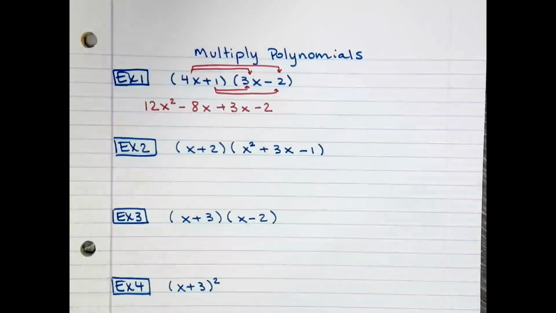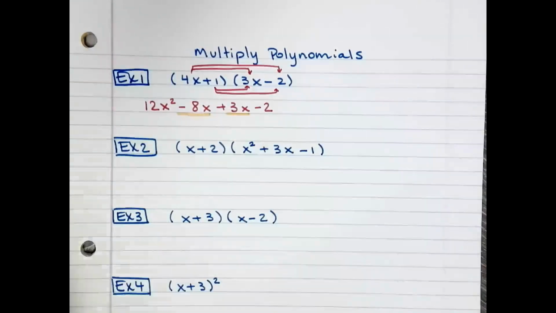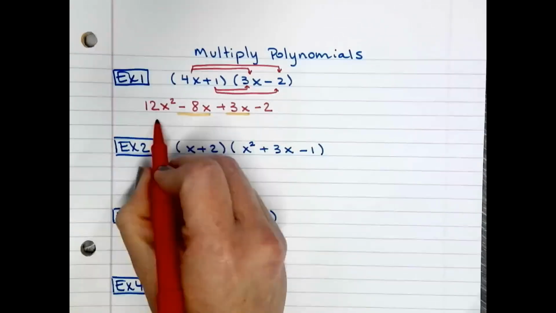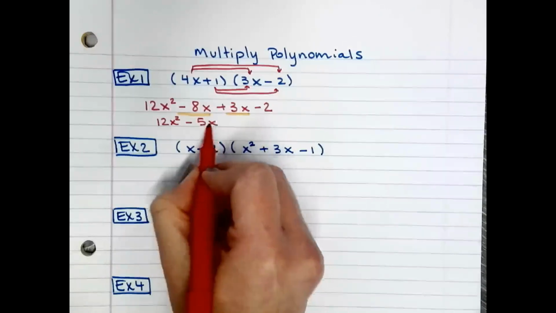Now, you're going to combine like terms. So I have x with x that can go together. So our final answer will be 12x squared minus 5x minus 2.